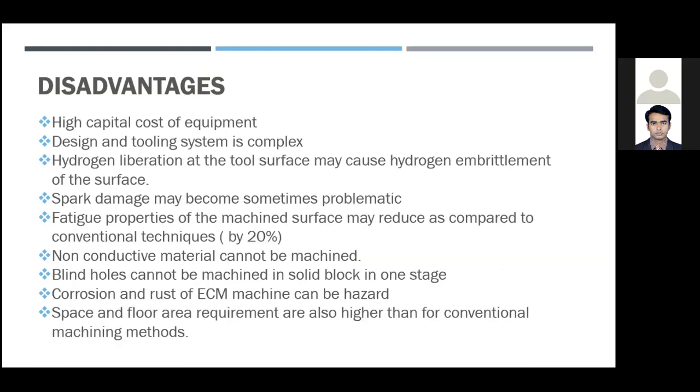These are the disadvantages. The capital cost of equipment is high. Design and tooling system is very complex. Hydrogen liberation at the tool surface may cause hydrogen embrittlement of the surface. Spark damage may sometimes become problematic. Non-conductive material cannot be machined. Blind holes cannot be machined in a solid block in a single stage. Corrosion and rust of the ECM machine can be a hazard. Space and floor area requirements are higher than for conventional machining processes.